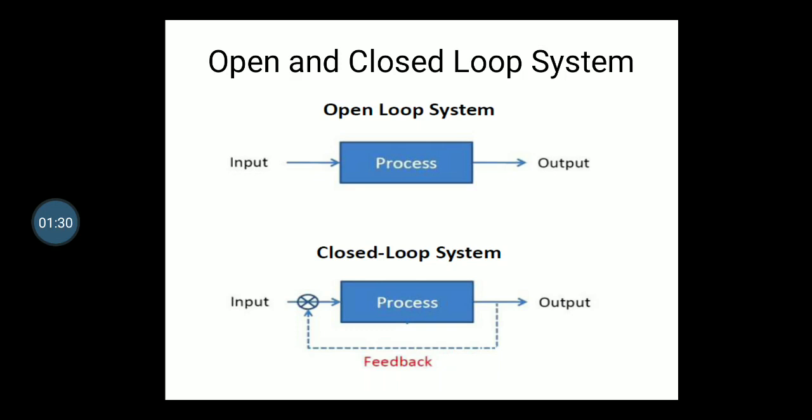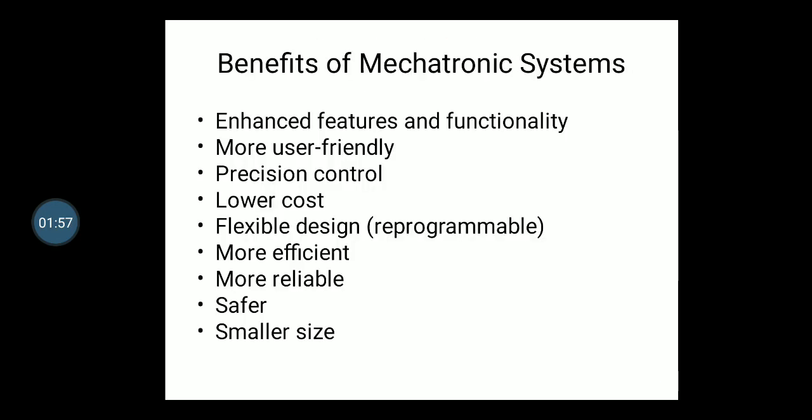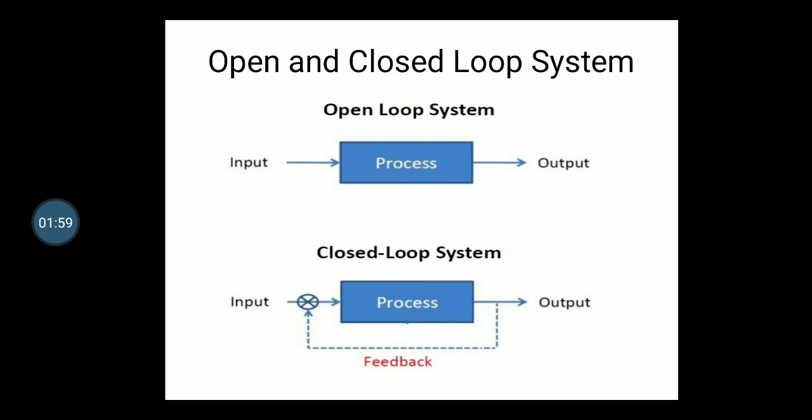So let's see what we mean by open loop system. There is one process, right? Process here means anything which converts input to output. So what happens in an open loop system? In an open loop system there is no relation between output and input. We are giving the input and we are getting the output. That is a simple example of an open loop system.